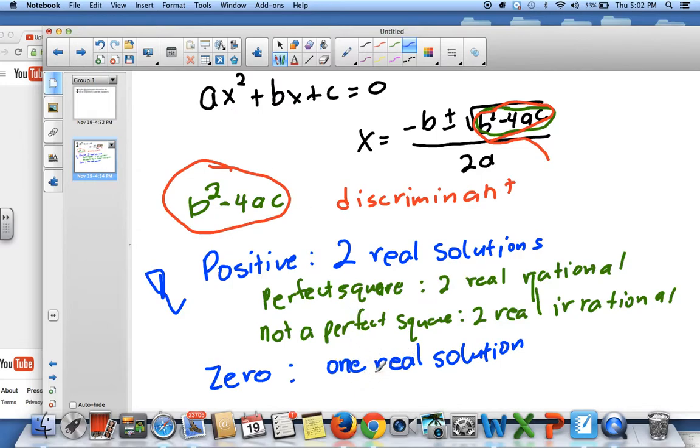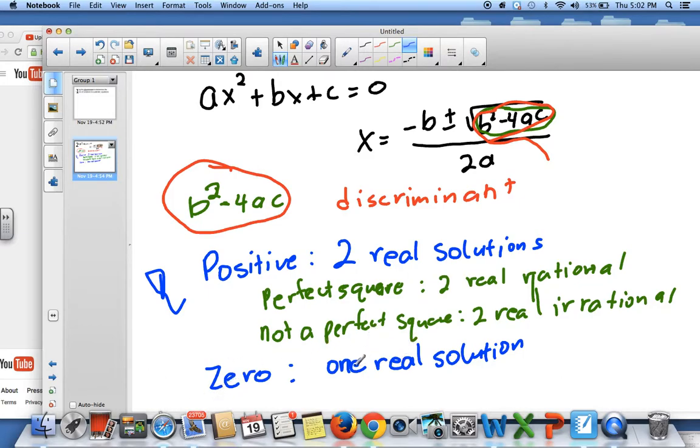So when I've solved it, I get negative b plus 0, which is the same as negative b minus 0, so it's the same number. Technically, it's two solutions that are the same, that are repeating, or they say multiplicity of two, or one real solution. It's the same thing.